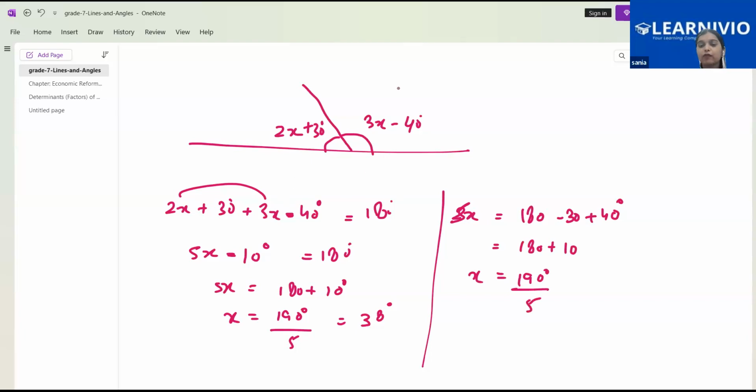Okay, students, these are the type of questions that we will be doing at the end. They were asking that this is a linear pair and the sum of a linear pair is 180 degrees, right? So adding this and this together would give me 180 degrees. And then we solved 2x and 3x to get 5x, and 30 minus 40 became minus 10. Then 5x equals 180 plus 10, x equals 190 divided by 5, we got 38, right? So we will do these types of questions, don't worry.